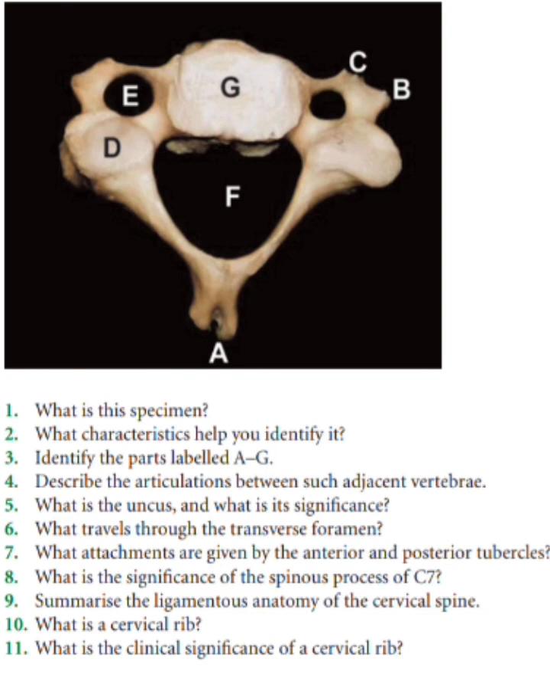E is the transverse foramen. F is the vertebral foramen. G is the body of the vertebra. Memorize, the body of the vertebra is wide and small. Okay, characterized as wide and small.